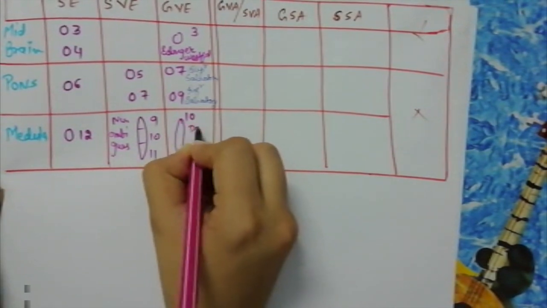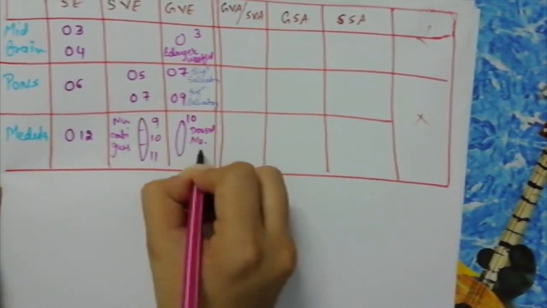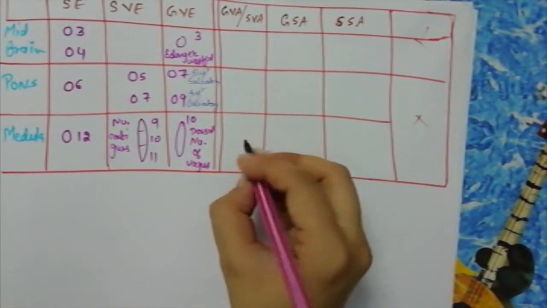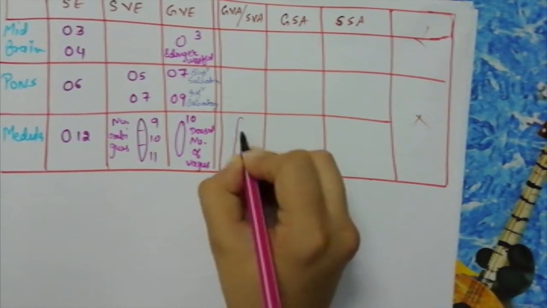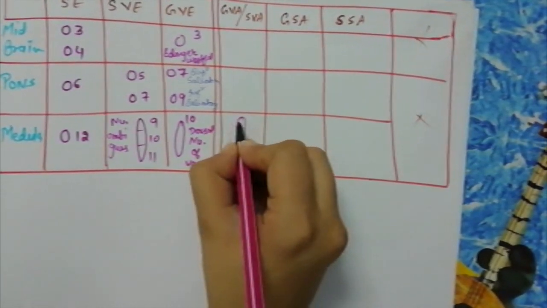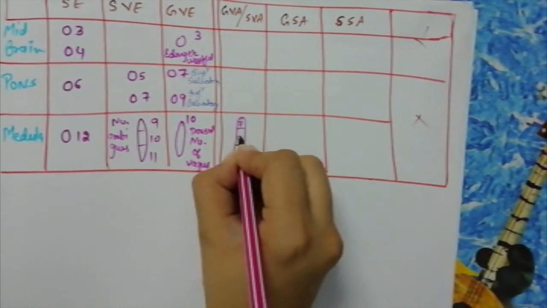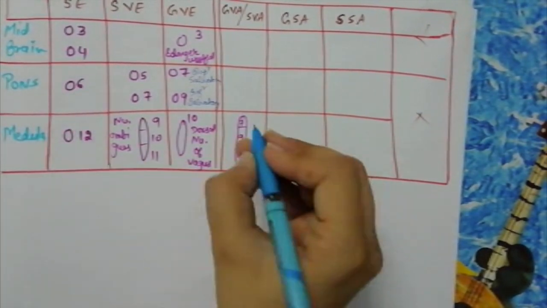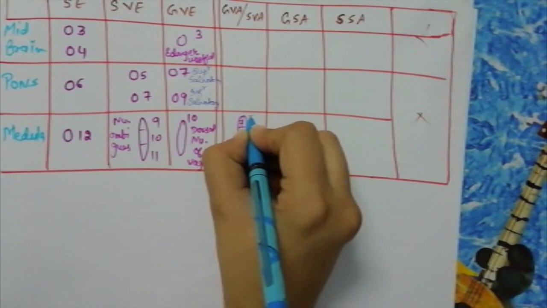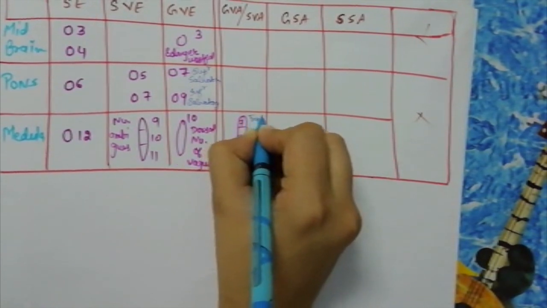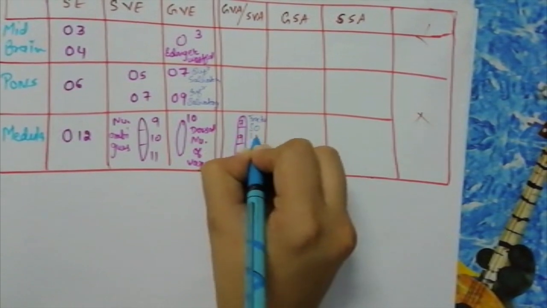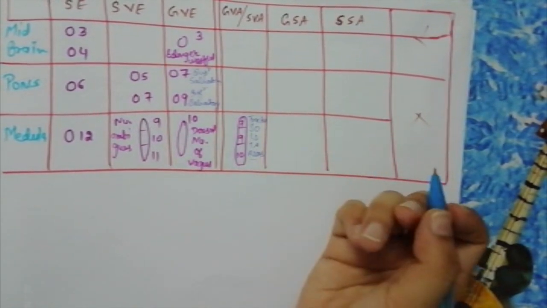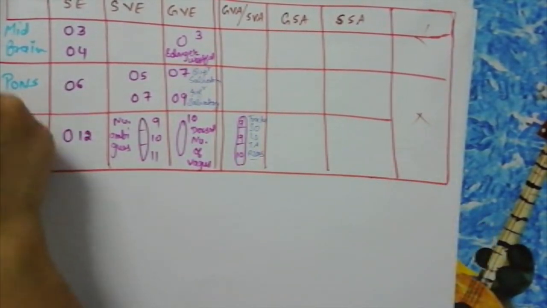So this is dorsal nucleus of vagus. Then here seventh, ninth and 10th. This nucleus is Tractus solitarius. Tractus solitarius.